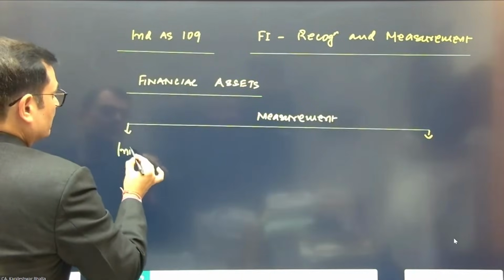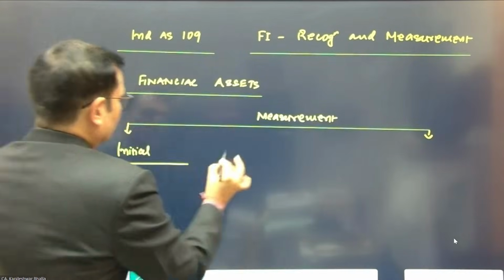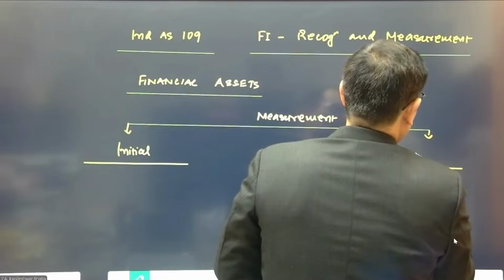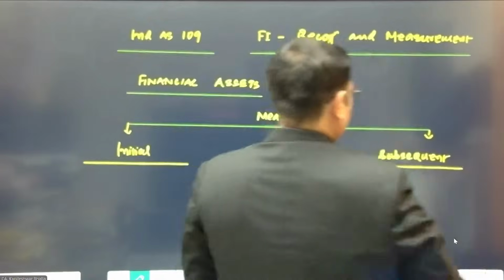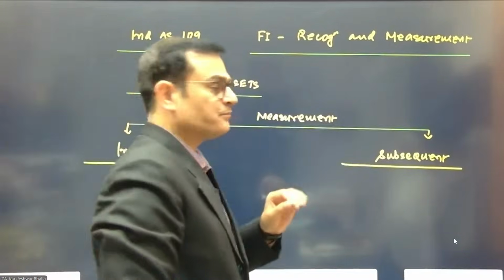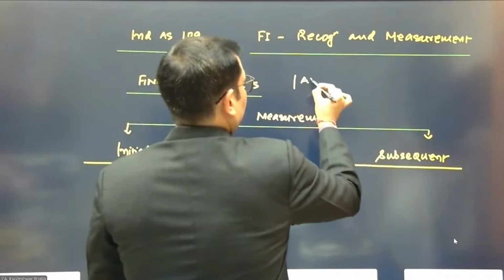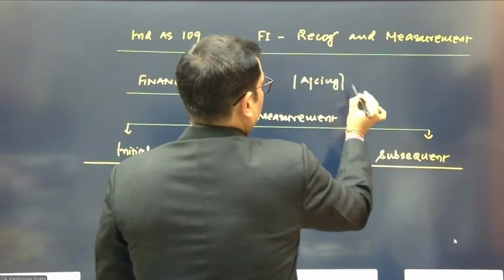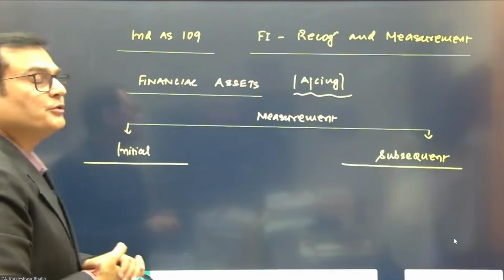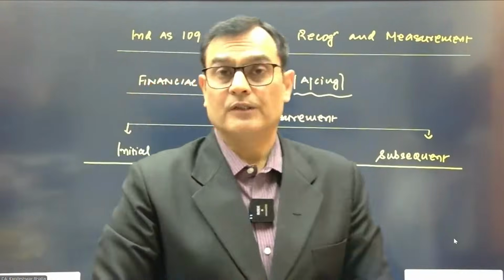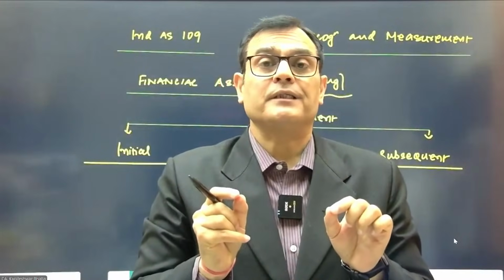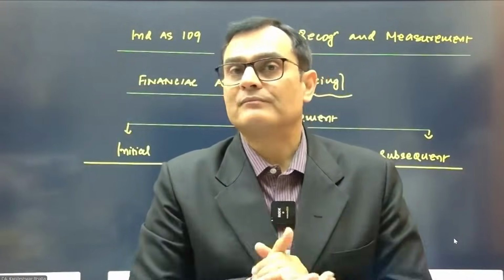So we've got the initial measurement and we've got the subsequent measurement. Because whenever I look at any assets, whether financial or non-financial, when it comes to the accounting, my mind always flows on the concept: how do you initially measure them? How do you subsequently measure them? So now let's make it very clear. Financial assets are initially measured at fair value.